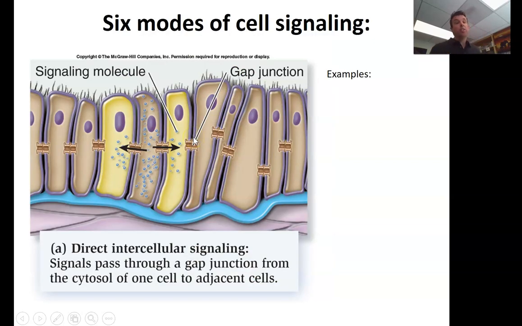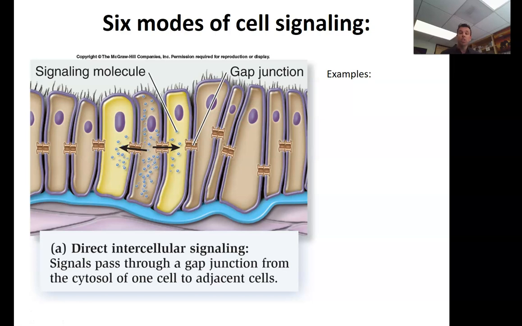Right? So 6 modes of signaling. Basically, these are types of signaling. One is direct intercellular signaling. So this is a cell directly signaling the adjacent cell through gap junctions. That's the key here, gap junctions. Right? So can you think of any types of scenarios or types of cells where this might be important? Why do we need these gap junction signalings?